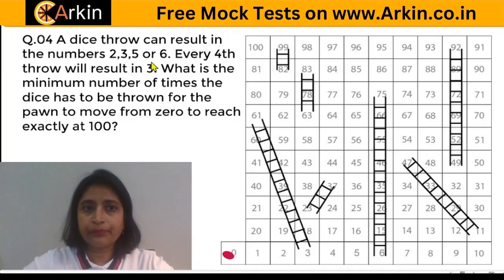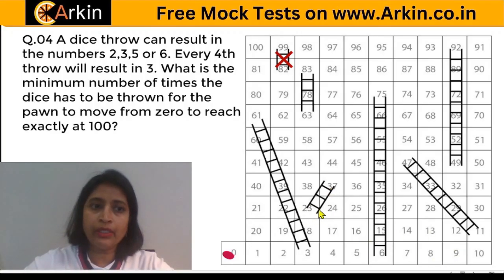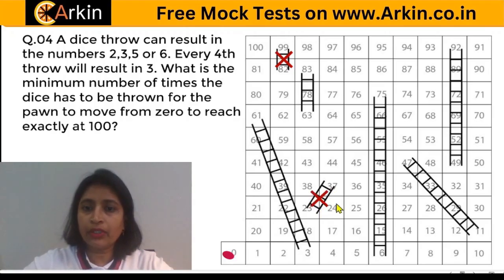Even though it looks difficult, we can solve it easily. It is said they can result only in 2, 3, 5 or 6, and every fourth throw will have to be 3. So we cannot find 1 here. That means even if someone reaches here, it will not reach 100. So this ladder is not of any use. Again, if you see this particular ladder, for coming to here, there is no shortcut, so you have to move the whole way from here. So again, the dice has to be thrown too many times. So again, it will not be of any use.